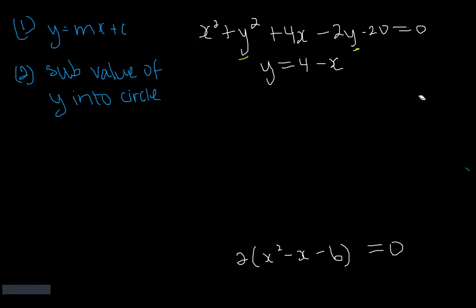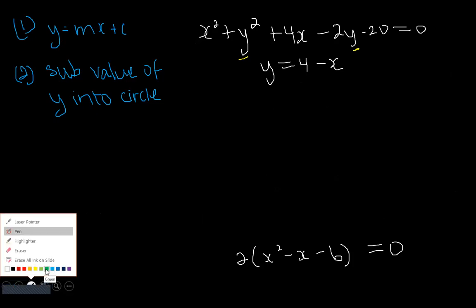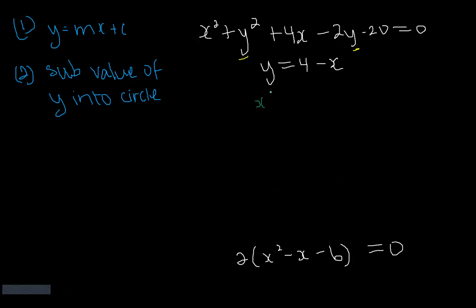We're not finished here. We still need to find what the value of x is. So now we could say that our quadratic is x squared minus x minus 6 is equal to 0. Now we still need to solve what x is.